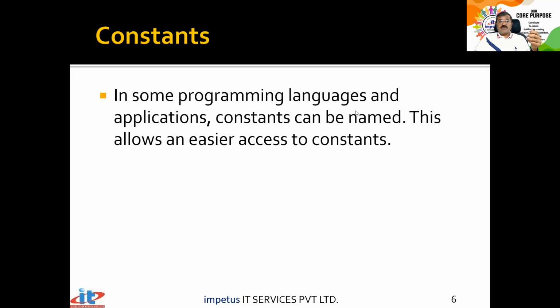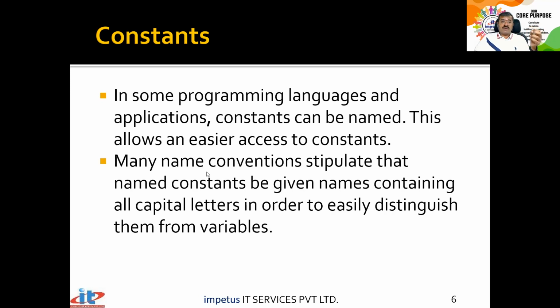In some programming languages and applications, constants can be named. This allows you easier access to the constants. So we can have constant variables. Constants can be named, so to that constant we can give a name. That's also possible, but that is a constant to which we have given a name.